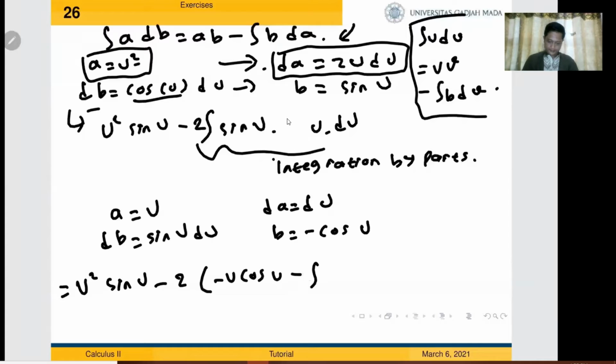Minus the integral of, what is it? AB minus B dA, right? So B is minus cos U du, right? And this one is one of the standard forms. So it's clear, right? The integral of cos U is sin U plus C.